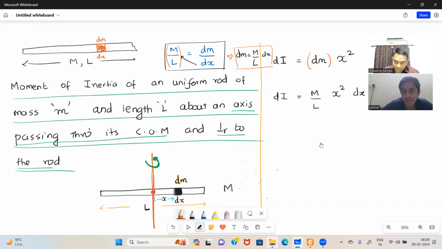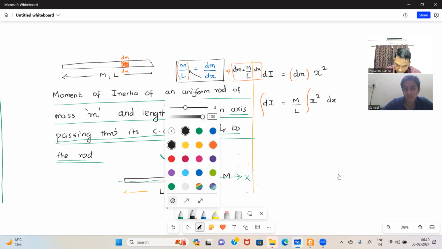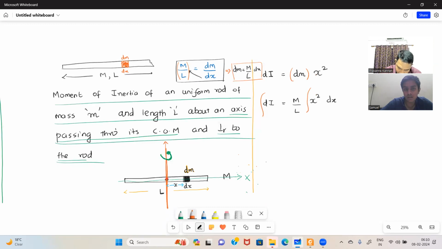Now I want the total moment of inertia, right? Integrate. M by L is a constant, so I can take it out of the integration. I can consider this as the x-axis, and I can consider this as the y-axis. What will be this point? Origin, correct.